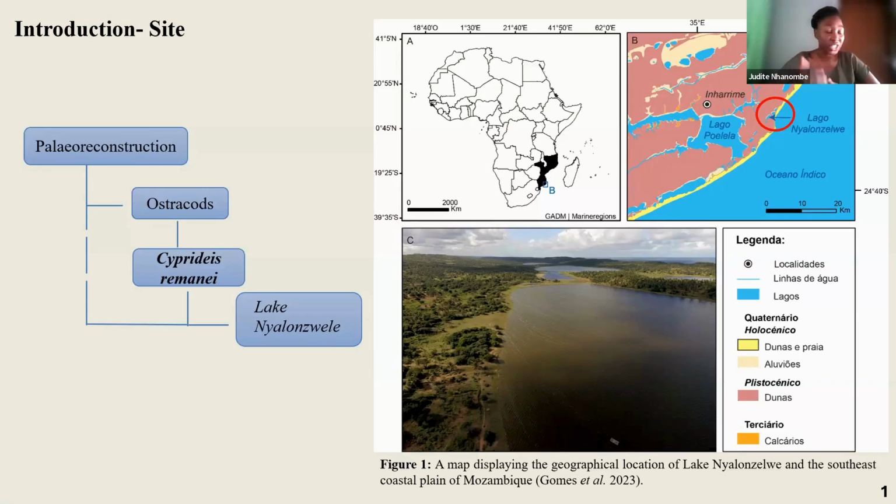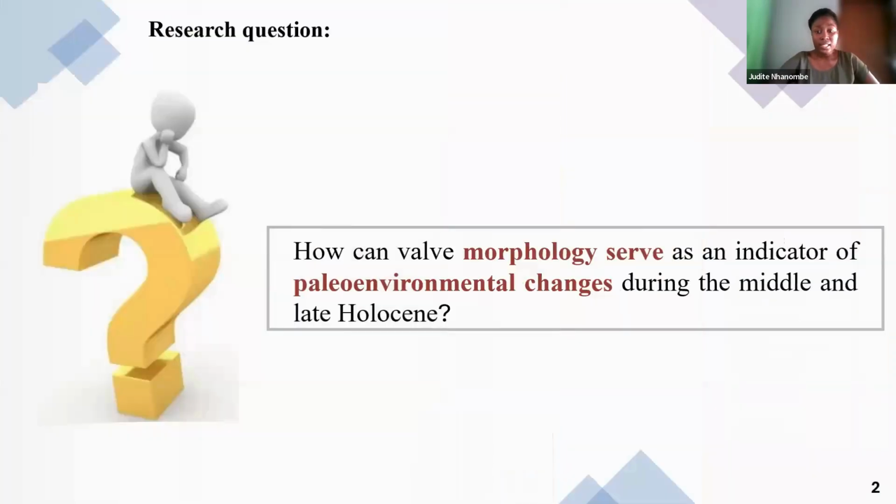in paleoenvironmental research. Data was collected from Lake Nyalonzwele in Inhambane province, which contains a rich fossil record of Cyprideis, offering insight into environmental change and its influence on humans. So this leads to the question: how can valve morphology serve as an indicator of paleoenvironmental change during the middle and the later Holocene?